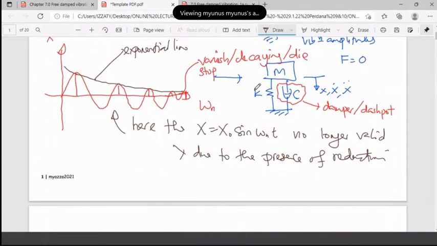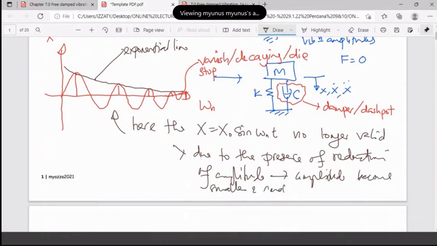reduction of amplitudes, meaning that the amplitude becomes smaller and smaller, then decays. Okay, so that is the reason why we study the damper.